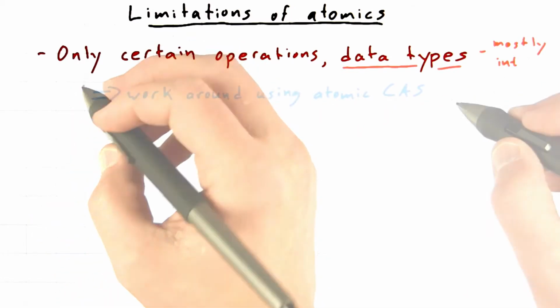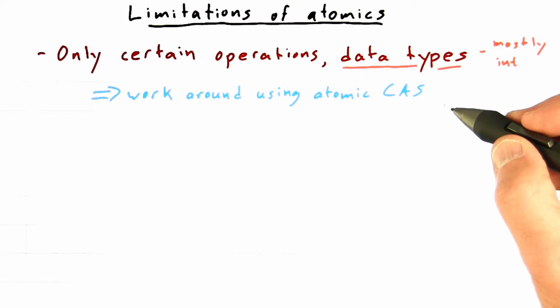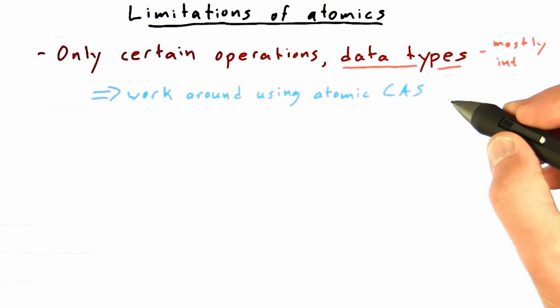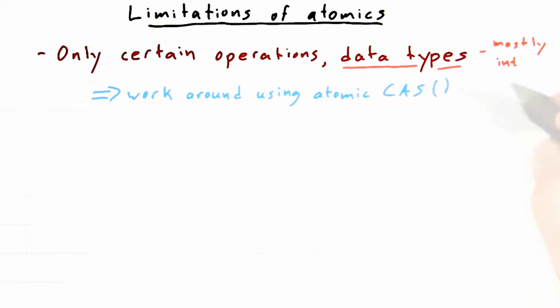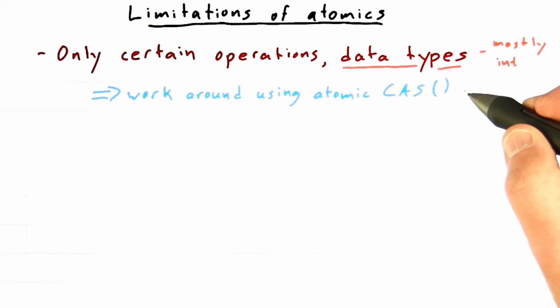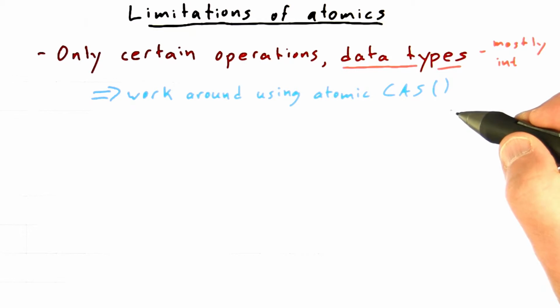There's a workaround for this. It turns out that you can implement any atomic operation by using the atomic compare and swap operation. I'm not going to go into the details. This gets into mutexes and critical sections. There's a short example in the programming guide that shows how to implement, for example, 64-bit operations using atomic CAS.